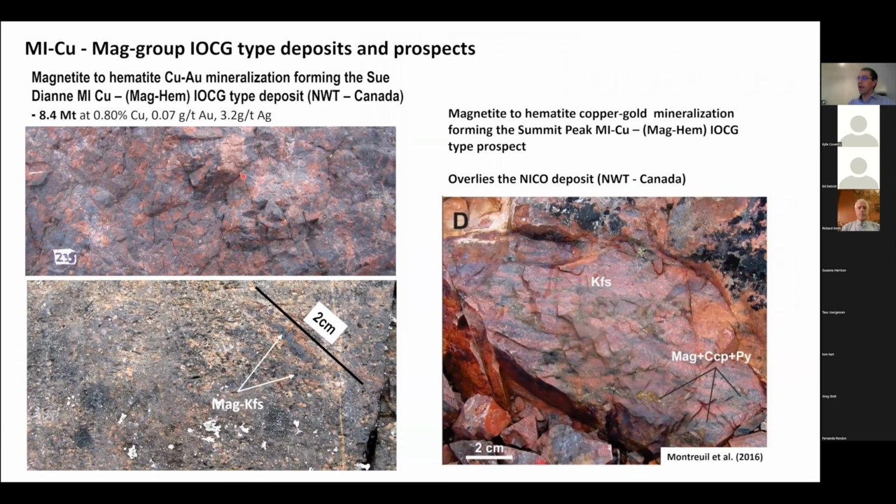In Canada, we also have a sensu stricto IOCG deposit. It's named the Sue-Dianne deposit in the Northwest Territories. It has a similar formation, with K-feldspar alteration in the clasts and iron oxide forming the matrix. In the Sue-Dianne deposit, this iron oxide matrix becomes variably mineralized by chalcopyrite to bornite, depending on where we are in the system.